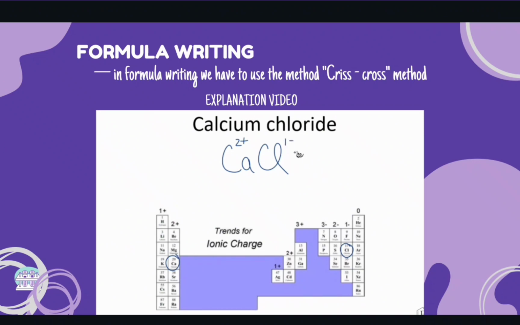So for this to be a valid formula, these have to add up to 0, have a net charge of 0. So let's use the crisscross method. We can take this 2 plus here and move it down here, and we can take this 1 minus and move it over here. We don't leave the charges in, so let's get rid of those. And we don't usually write 1, that's assumed. And that's the formula for calcium chloride using the crisscross method.